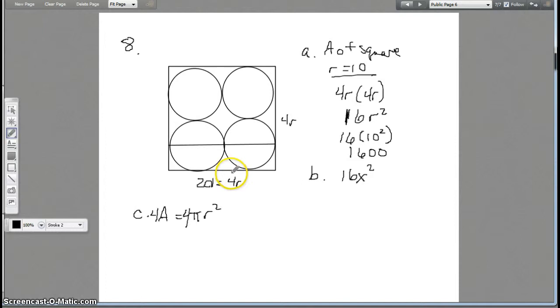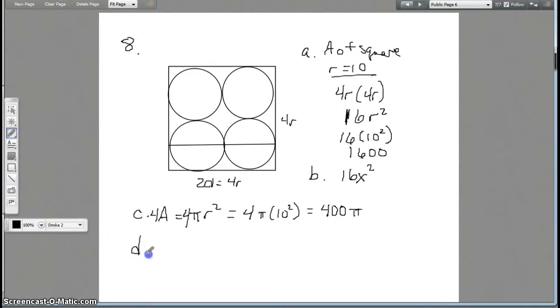Okay, and then it tells us that r is 10. So this is going to be 4 times pi times 10 squared, and 10 squared is 100, so that is 400 pi. And it says to give the area in terms of pi, so we're going to leave pi in our answer. We're not going to try and replace it with anything.